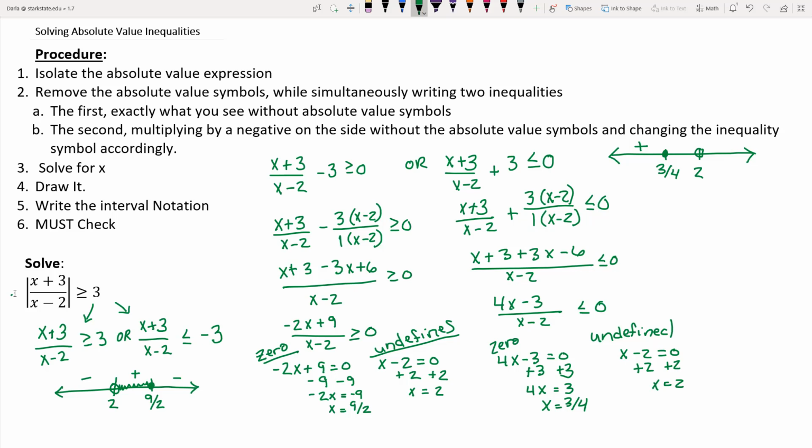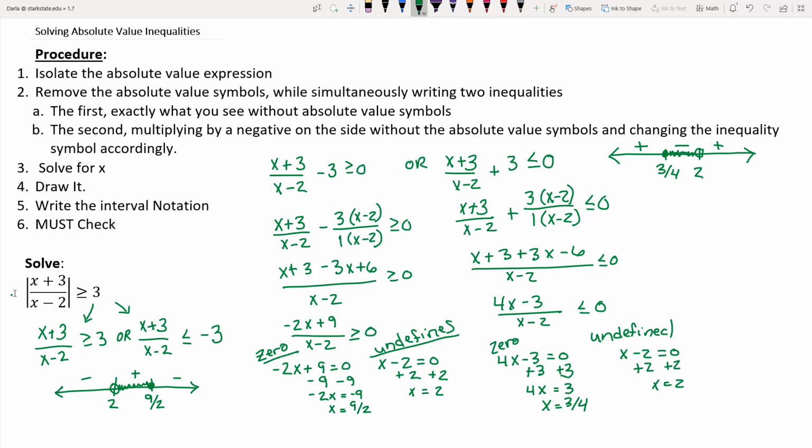Pick a test point within 3/4 and 2, so maybe like 1. So plug 1 in for x. That would give us 4 minus 3, which is positive, over 1 minus 2, which is negative. A positive divided by negative is negative. So that is less than 0. So that would be part of this expression's solution. If I pick something to the right of 2 like 3, that would give us 4 times 3 minus 3 is positive over 3 minus 2 is positive. A positive divided by a positive is positive, but that's not what we're looking for. We're looking for where we're less than 0.